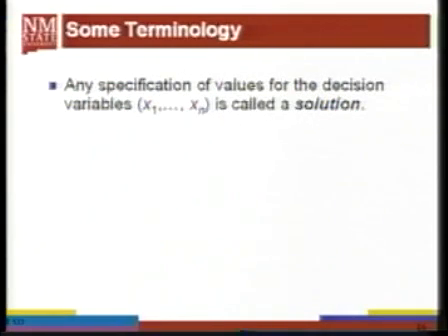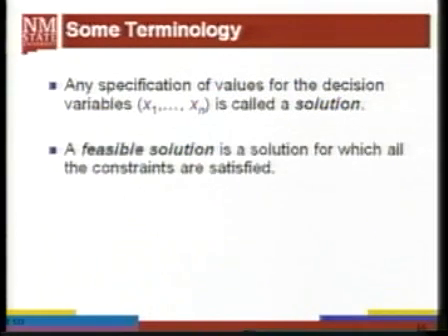Okay, then in our everyday life, the term solution means the final answer to a problem, right? But in LP, any specification of values for the decision variables is called a solution. And a feasible solution is a solution for which all the constraints are satisfied. And an infeasible solution is a solution for which at least one constraint is violated. Okay? The feasible region is the collection of all the feasible solutions.